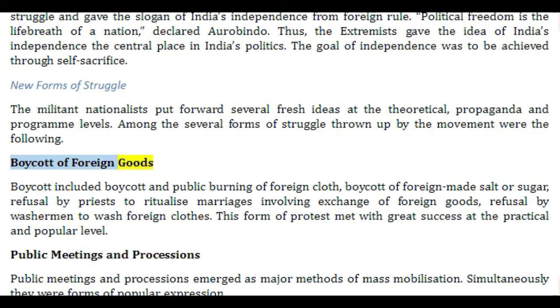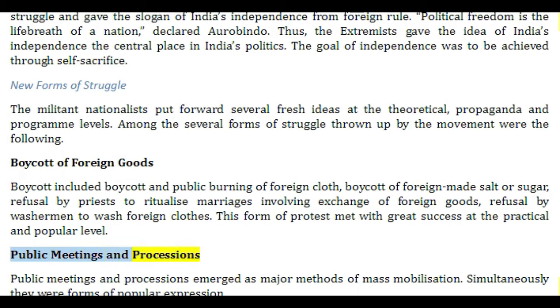Boycott of foreign goods. Boycott included boycott and public burning of foreign cloth, boycott of foreign-made salt or sugar, refusal by priests to ritualize marriages involving exchange of foreign goods, refusal by washermen to wash foreign clothes. This form of protest met with great success at the practical and popular level.